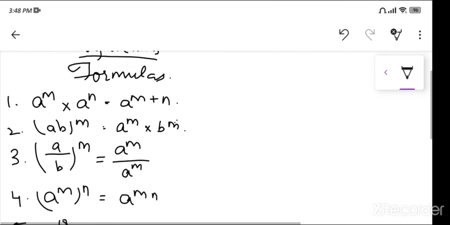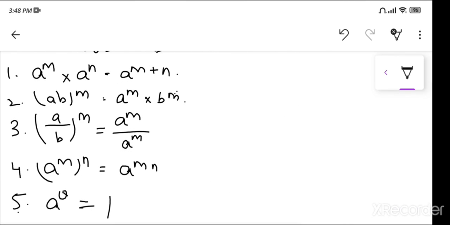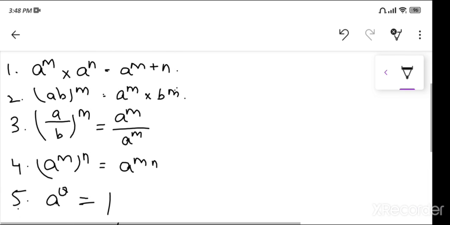So let me explain these formulas to you guys in detail. If you look at the first formula, it is a power m into a power n is equals to a power m plus n. If you guys notice here, there is a multiplication sign. Whenever there is a multiplication sign, it automatically turns into plus when you write the actual formula.